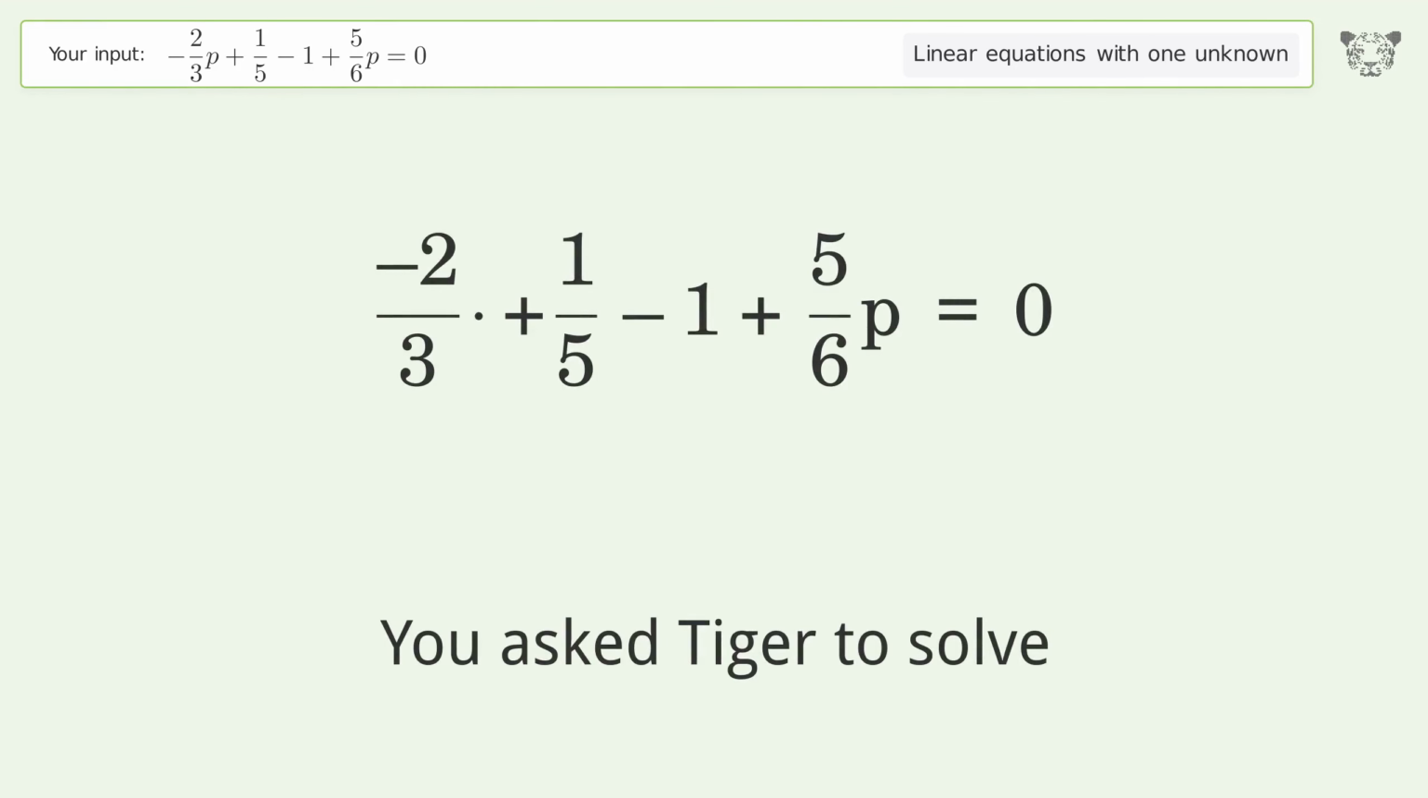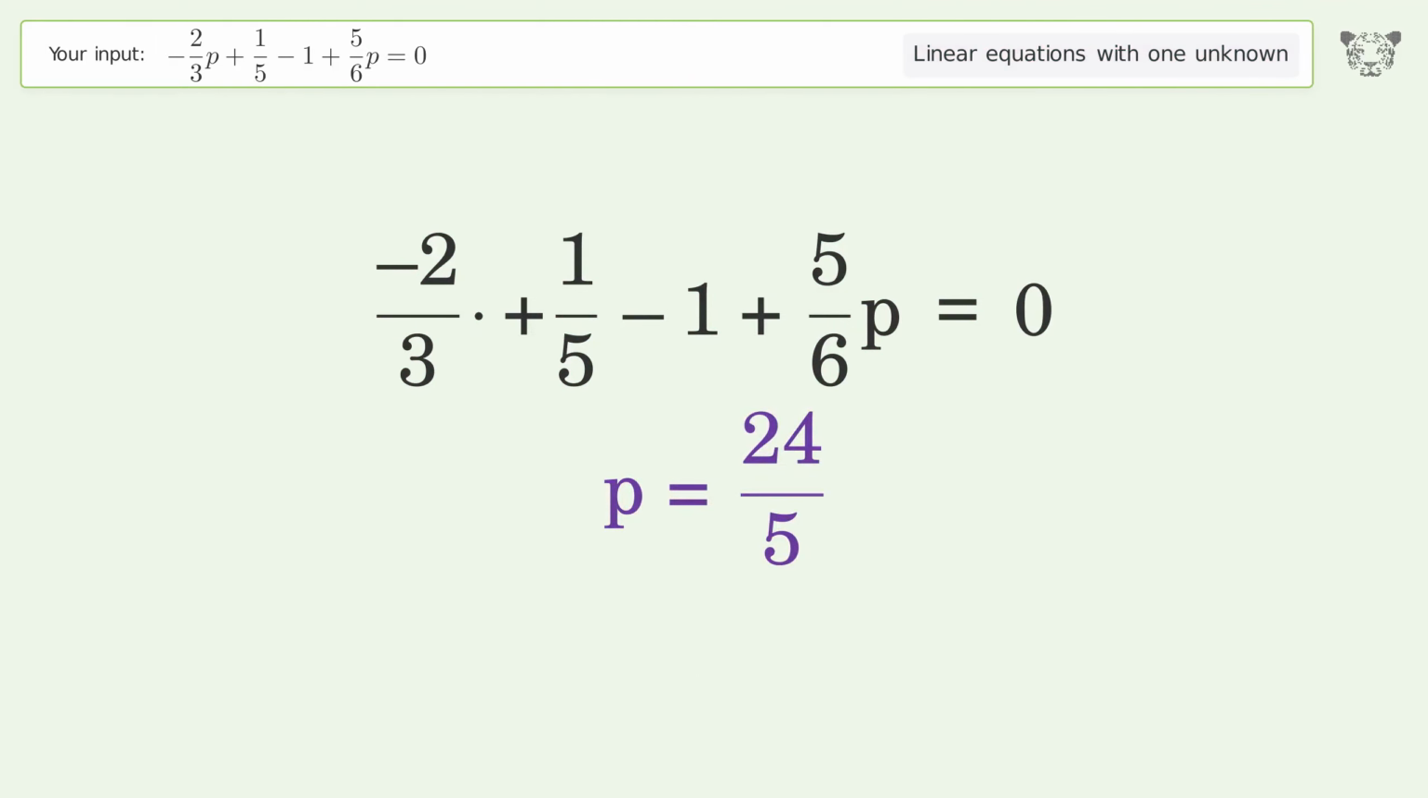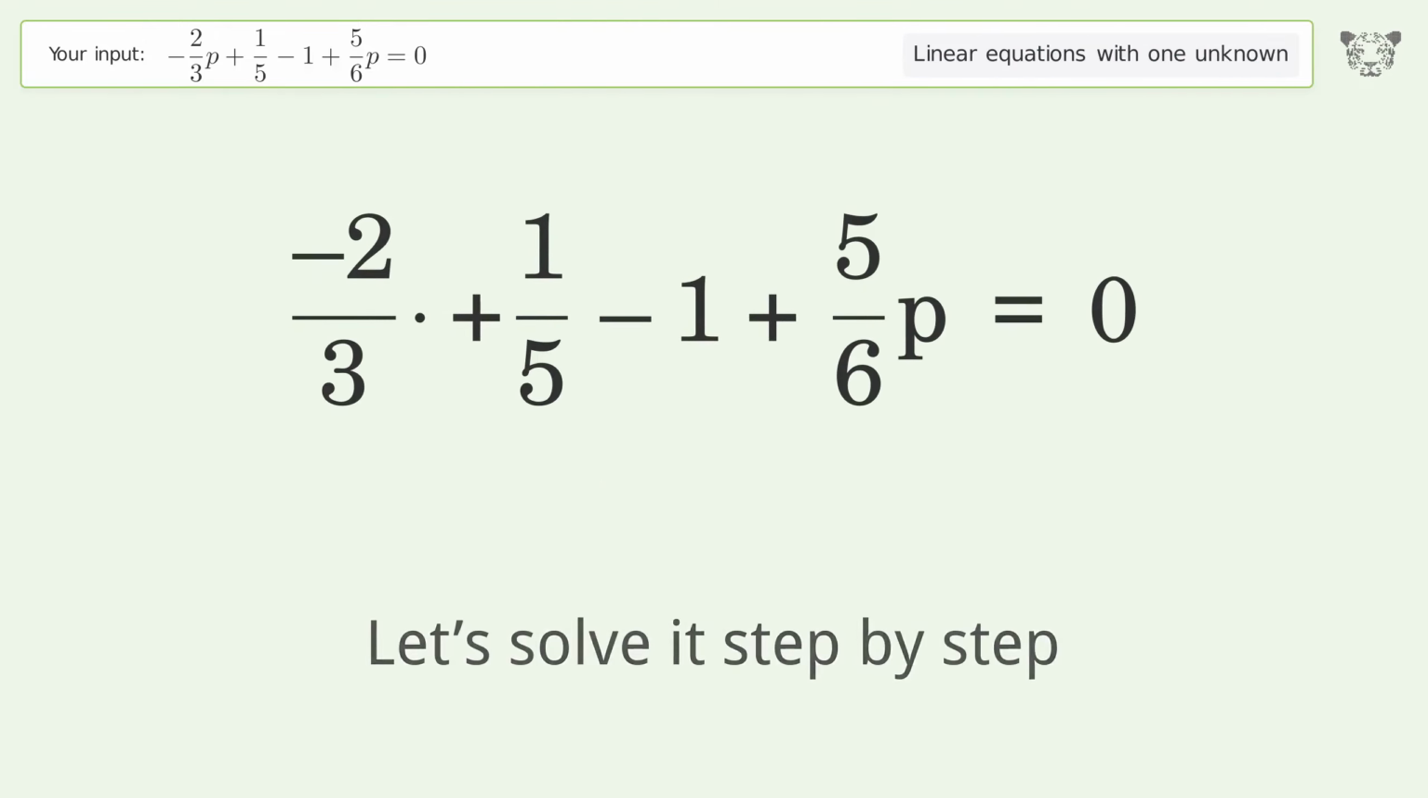You ask Tiger to solve. This deals with linear equations with one unknown. The final result is p equals 24/5. Let's solve it step by step.